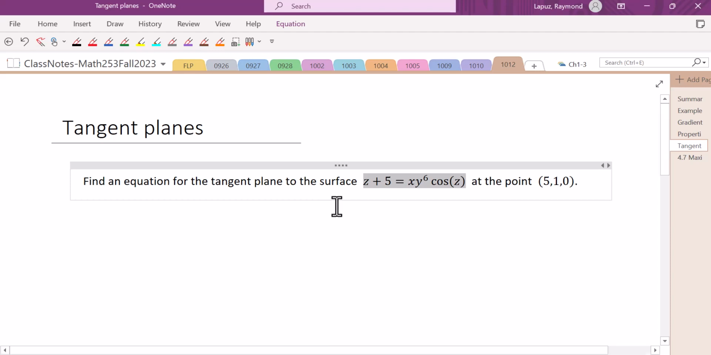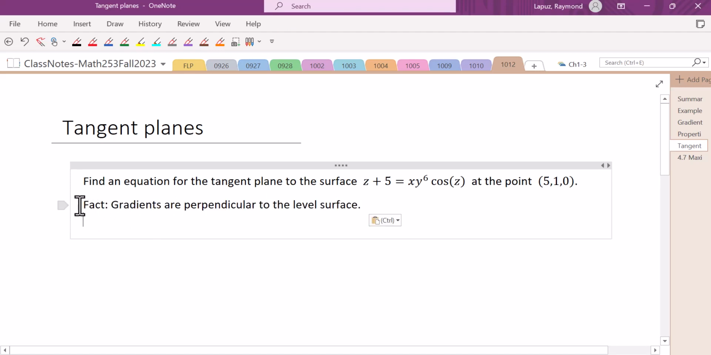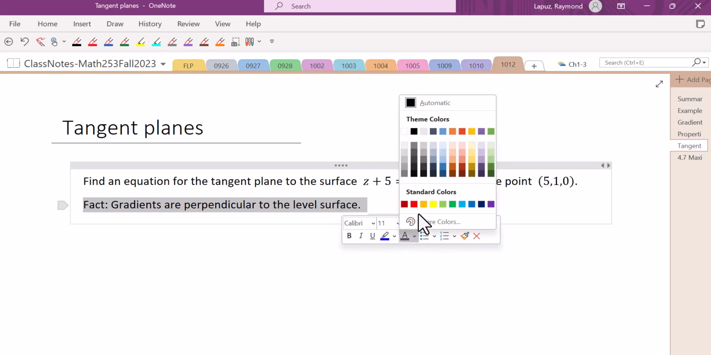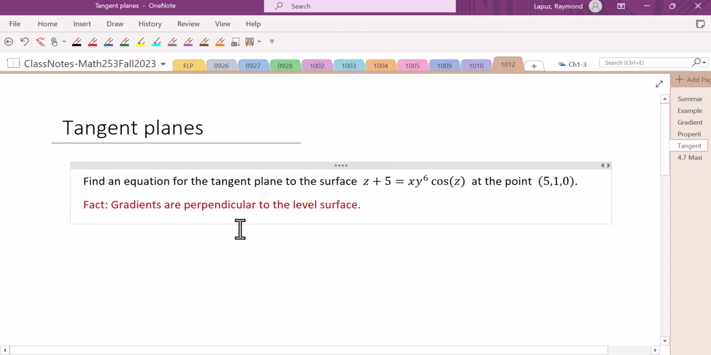Now this surface is an implicit function, z is an implicit function of x and y. First of all, let's remind ourselves of a fact that will be important for us: gradients are perpendicular to level surfaces. They're generally perpendicular to level curves or level sets, to be the most general. But in this case, if we take a look at this as a surface, we can recreate this as a function of 3 variables, and we can find the level surface of that.